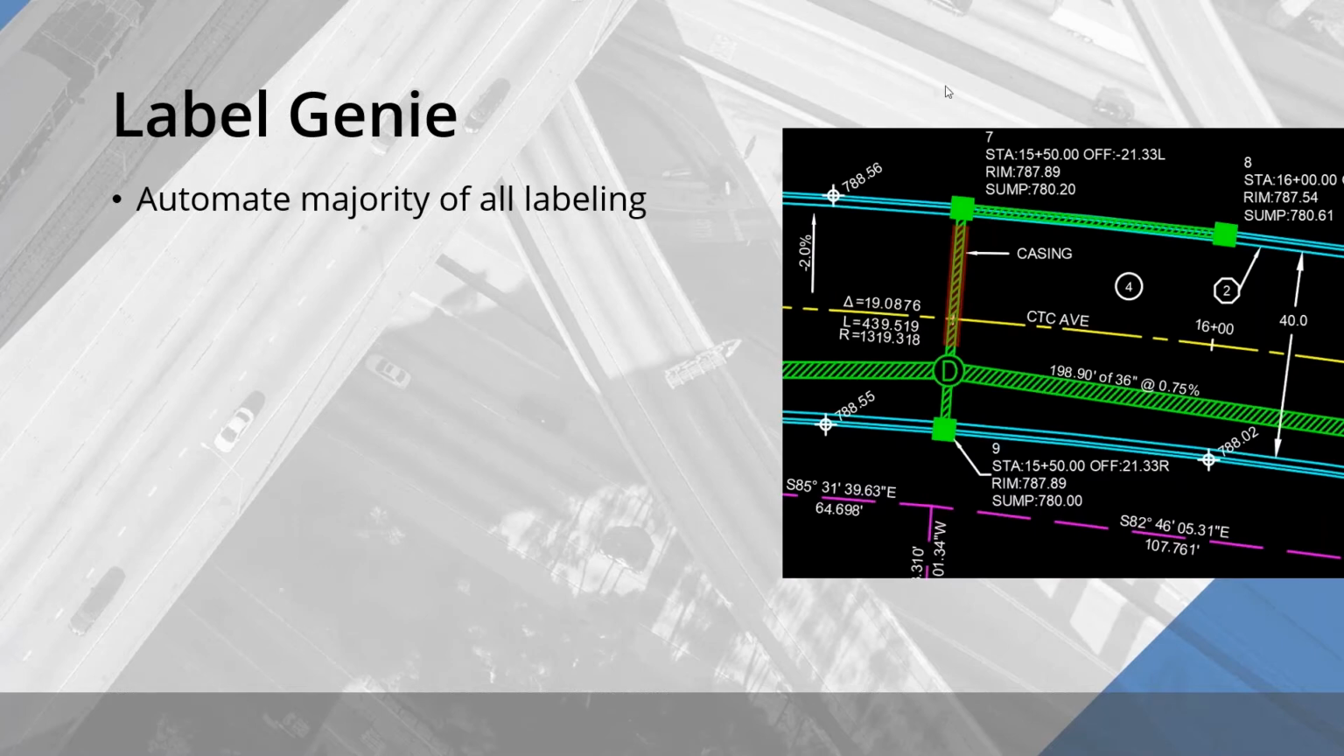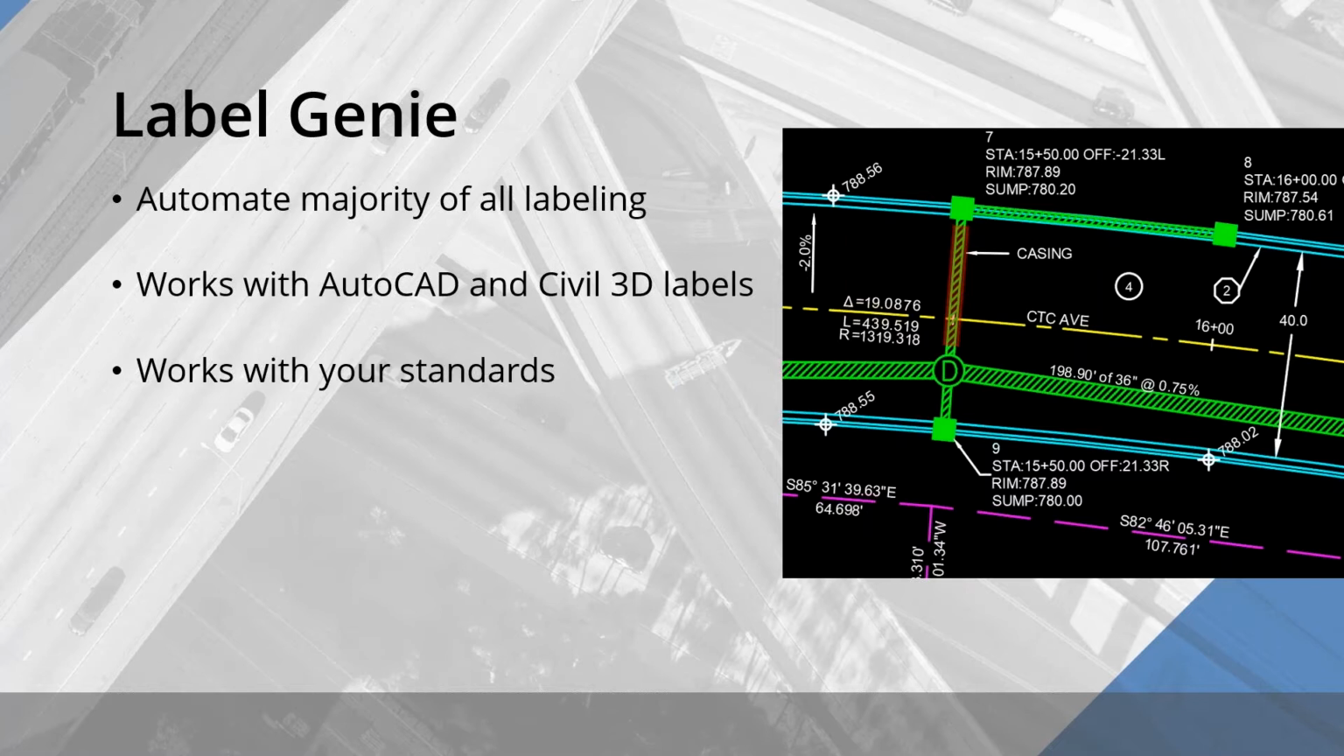What we are doing with Label Genie is automating the vast majority of your annotation, your labeling across your project. This could be basic AutoCAD annotation or Civil 3D annotation. It works with your standards, so whatever kind of styles or fonts, whatever kind of branding you have for your sheets, Label Genie works with all of those. And it's not just a per drawing kind of thing. You've got a long plan and profile sheet set. We can label 50 sheets at once based on a configured label standard.